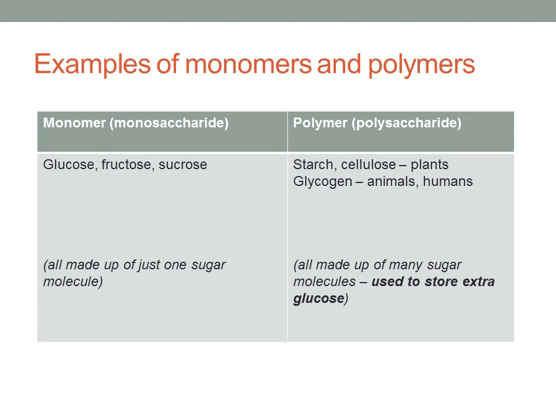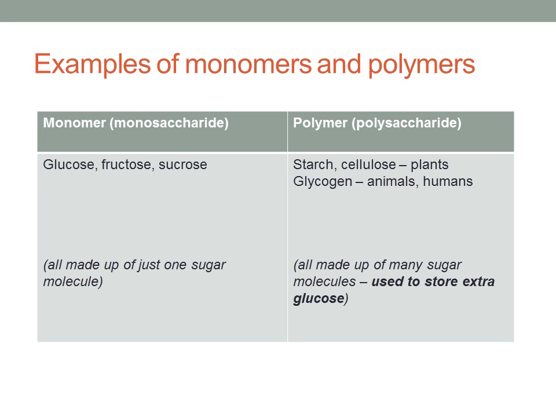Here are some examples of monomers and polymers of carbohydrates. Remember, the monomer for a carbohydrate is called monosaccharide, made up of just 1 sugar molecule. Some examples of this would be glucose, fructose, and sucrose. Glucose is by far one of the most commonly known sugar molecules, and it's one that our body relies on heavily. We also have fructose, which is found in fruit, and sucrose that is found in sugar, like the table sugar that you might have. But we're going to really focus on the monomer of glucose.